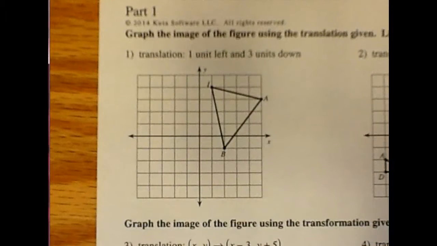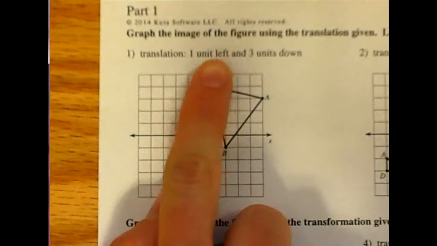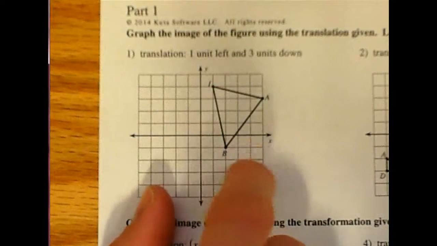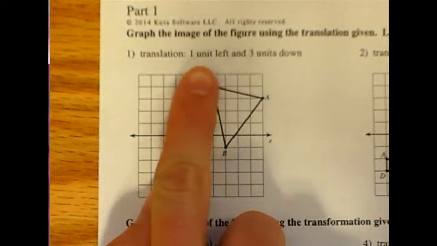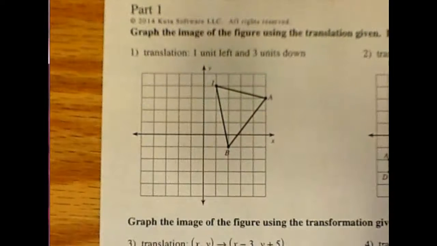So in this first one, it's a little bit of a different style of videos, and your homework's also a little bit different style here. In this first problem, we are asked to take this triangle right here. We have 3 points on this triangle. We're asked to move it 1 unit to the left and 3 units down.